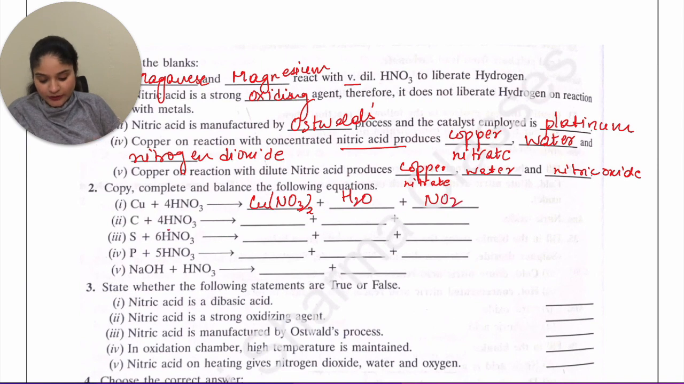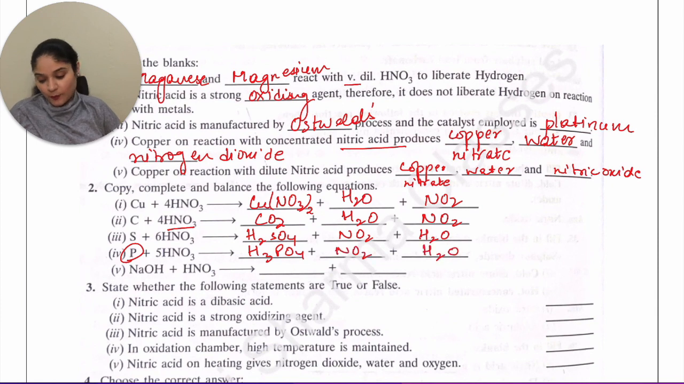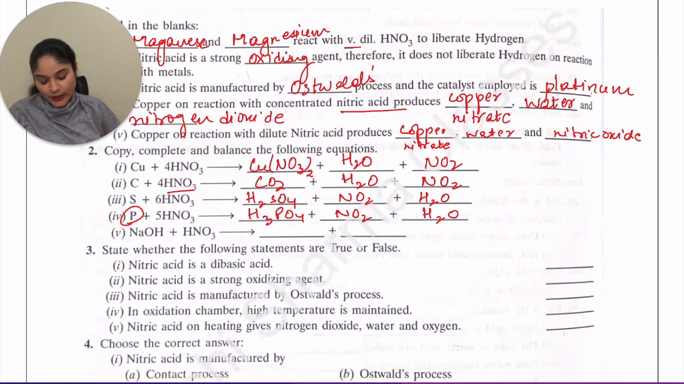Then C with HNO3. So C will give you carbon dioxide plus water plus NO2. Then sulfur plus HNO3 will give you H2SO4 plus NO2 plus water. Then P will give you H3PO4 plus NO2 plus water. Okay. Now moving on to the fifth one: NaOH plus HNO3 will give you NaNO3 plus water. I hope this much makes sense to you.